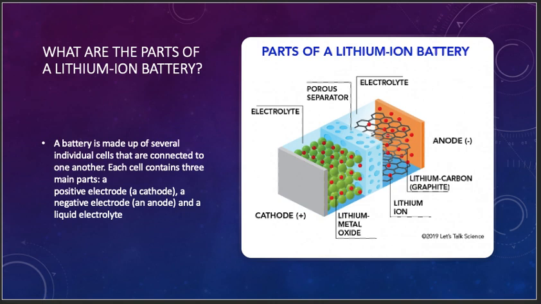So first, what are the parts of a lithium-ion battery? First, I'll talk about how a battery is made. A battery is made up of several individual cells that are connected to one another. Each cell contains three main parts: a positive electrode, which is called the cathode, a negative electrode, which is called the anode, and a liquid electrolyte, which is inside the battery itself.